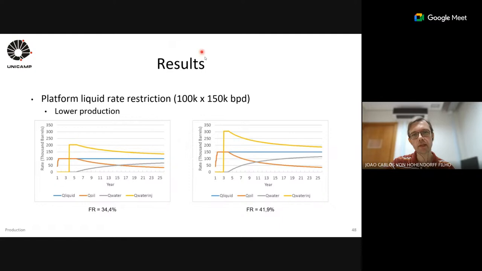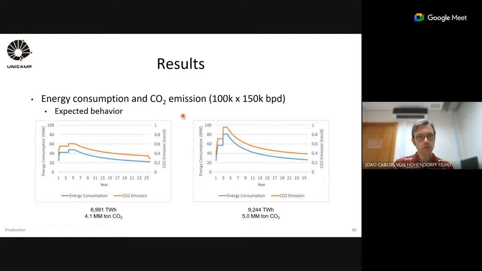But what about CO2 emission? It's a good question. Using the integrated tool, I did the calculation. I obtained the expected behavior, because for a lower platform and lower production, I have lower energy consumption. It's related to this axis, and the CO2 emission is related to this axis, okay? It's different for both platforms. Okay, nice. I think that is okay, it is expected.